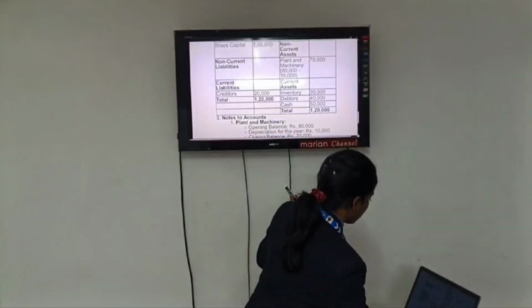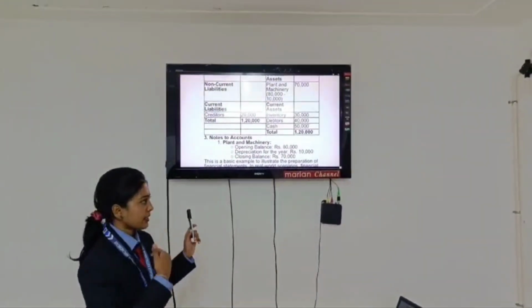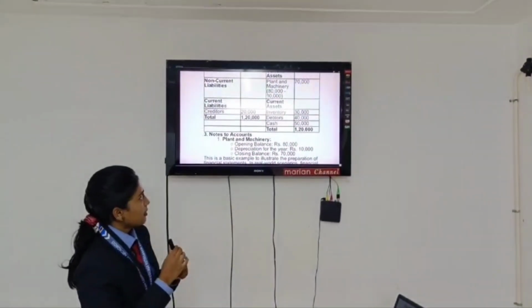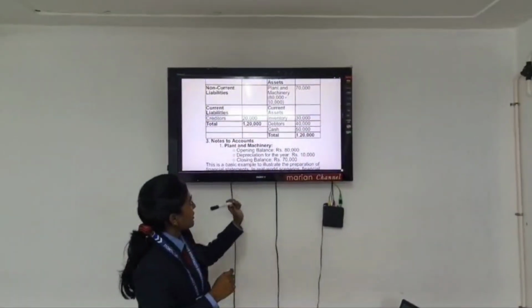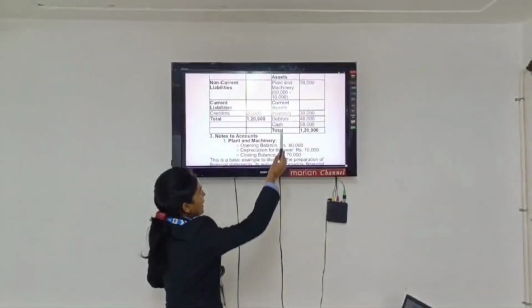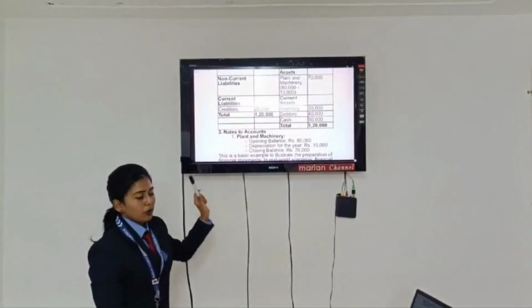It's the end of the preparation of the balance sheet. Next is our notes to account. It expresses the activity that we have done in our financial statement, that is, we adjusted our plant and machinery depreciation there. So that explains our notes to account.